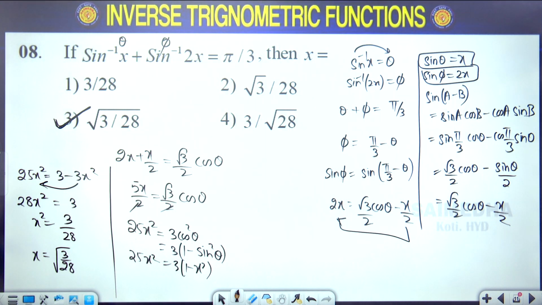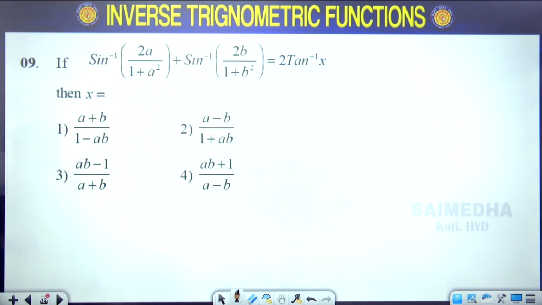That's how we're going to end up with this answer, which is 3 divided by 28. Chalo, pause the video and note it down. Let's go for the next question.